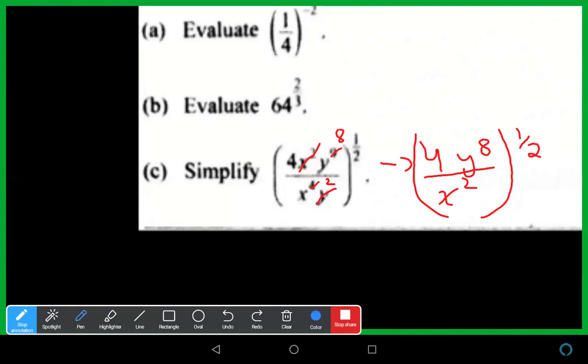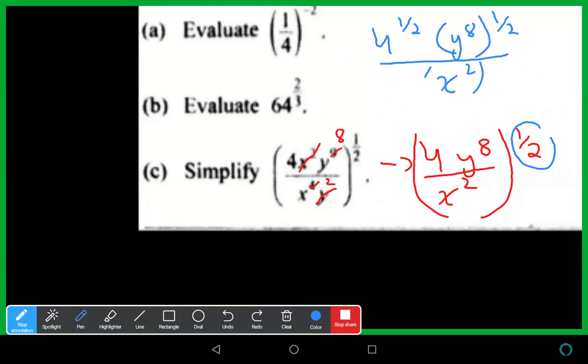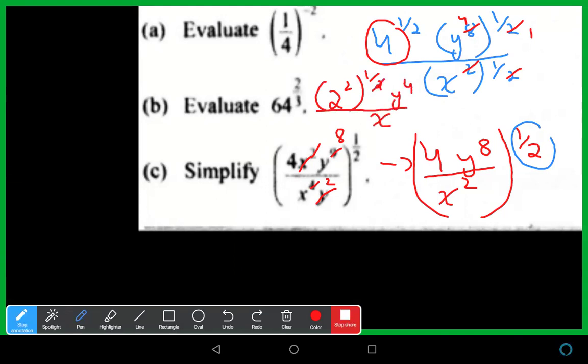Now I can apply 1 upon 2 to all the numbers and the elements. So it will become 4 raised to the power 1 upon 2, y8 raised to the power 1 upon 2, and in the denominator x squared raised to the power 1 upon 2. So some powers are already cancelling. 2 ones are 2, 2 fours are 8. Now I can write 4 like this as well. It will become y4 divided by x. 2 will be cancelled out. The answer will be 2y raised to the power 4 divided by x. This will be our final answer.